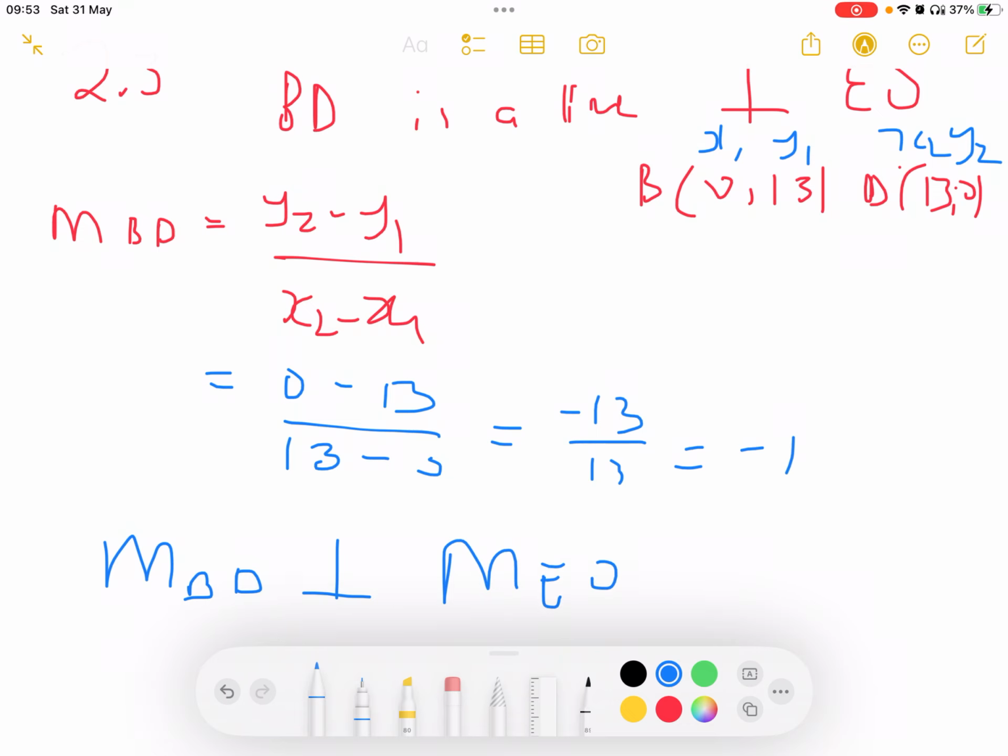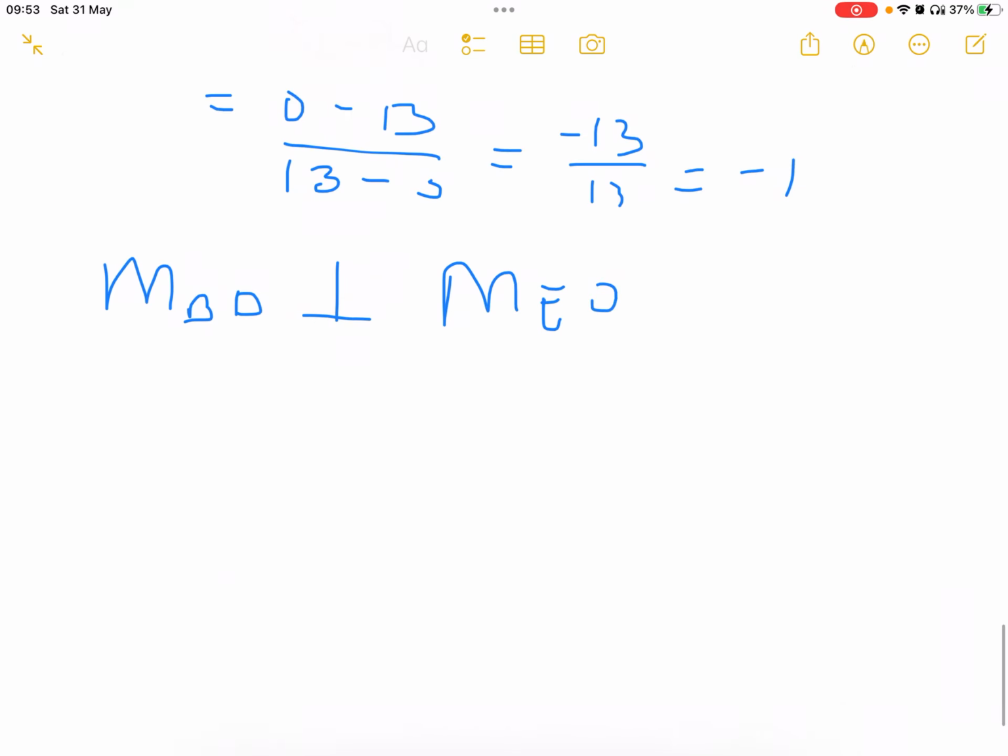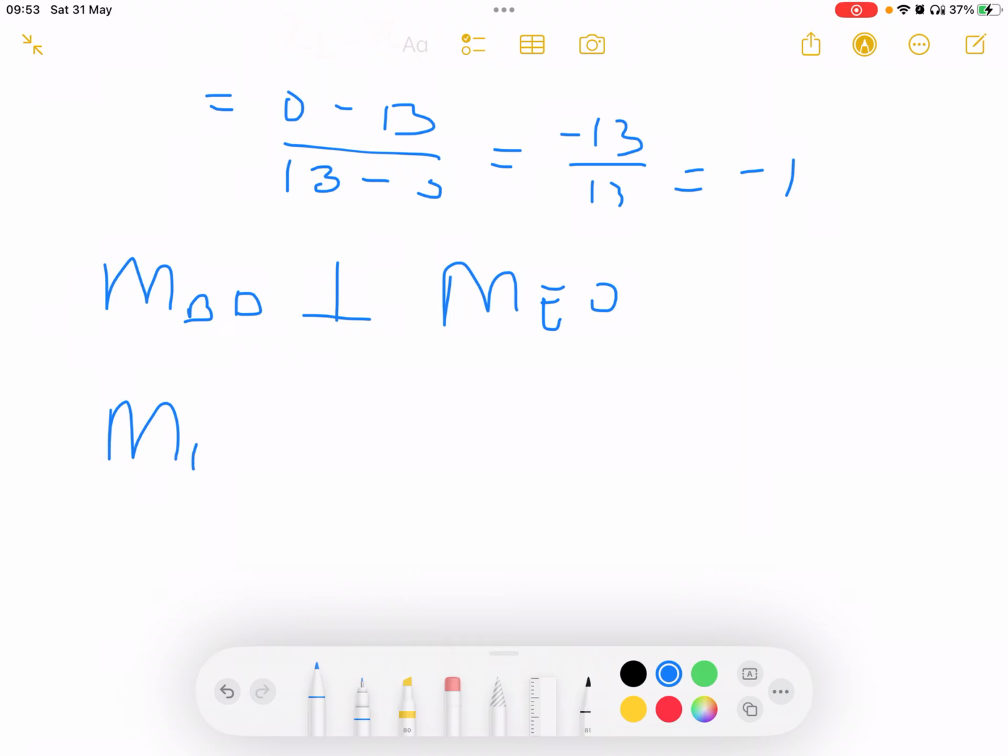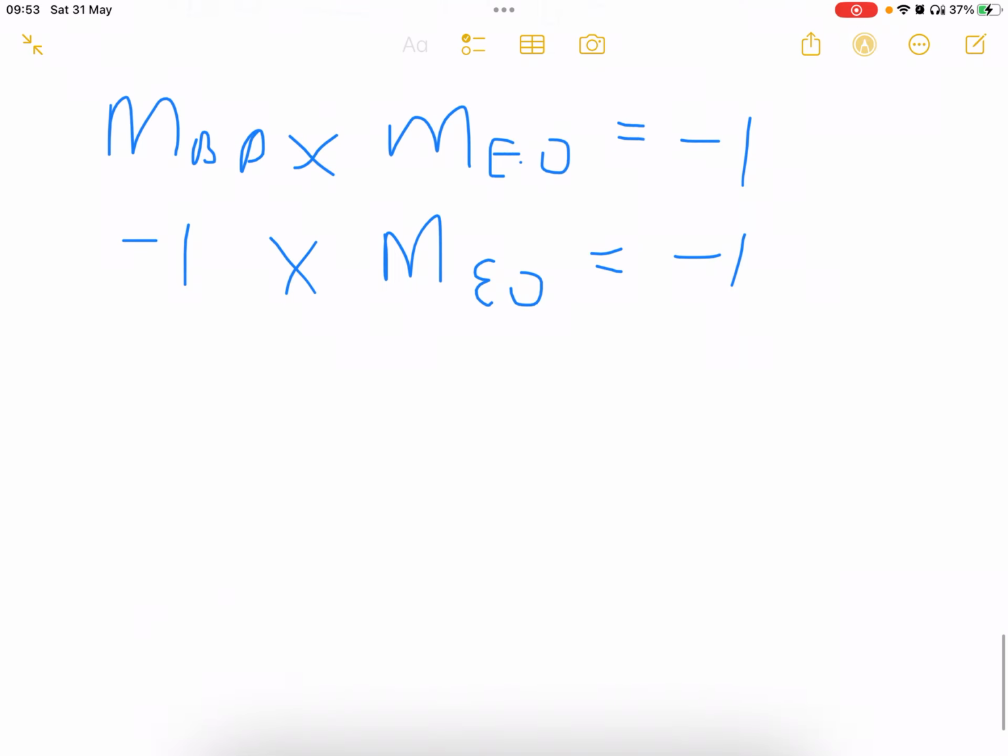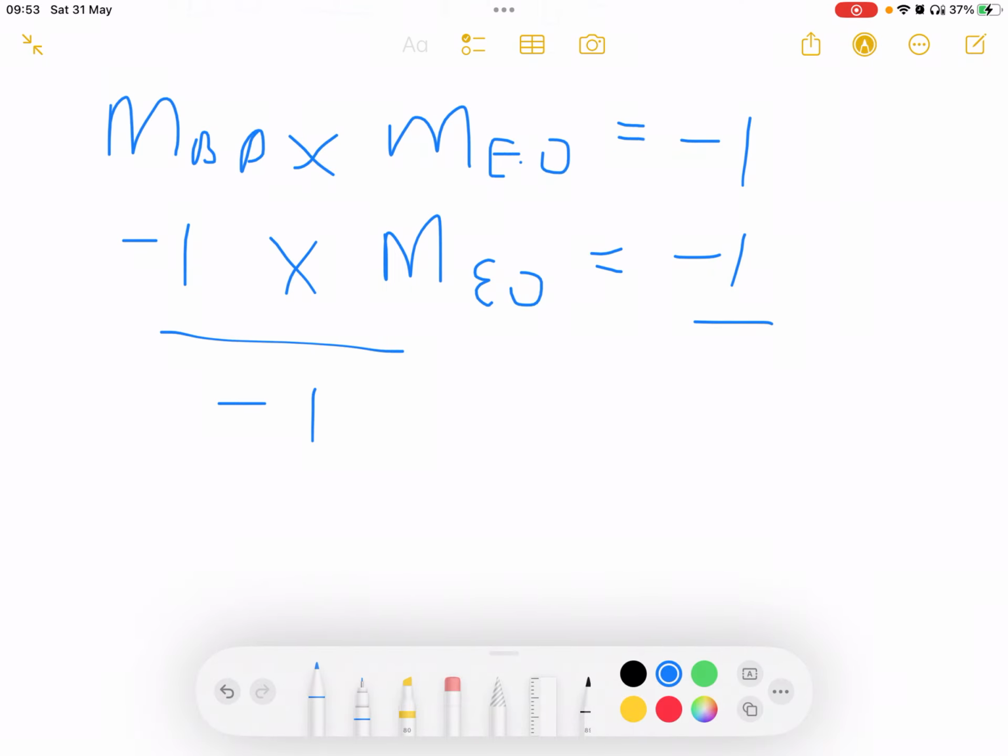this means that when you multiply the gradient of BD with the gradient of EO, we're going to get negative 1. Now BD is minus 1 times M of EO, which is minus 1. Therefore, the answer, we divide both sides by negative 1. We get M of EO being equal to positive 1.